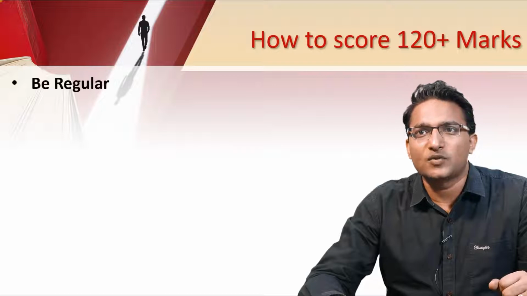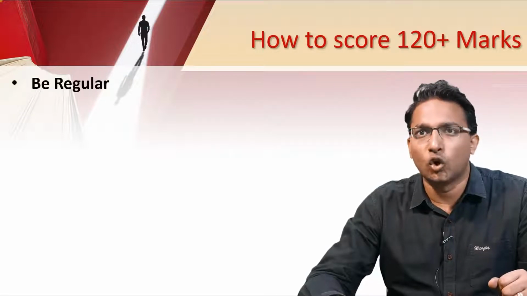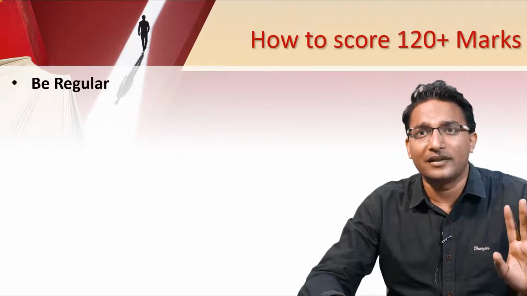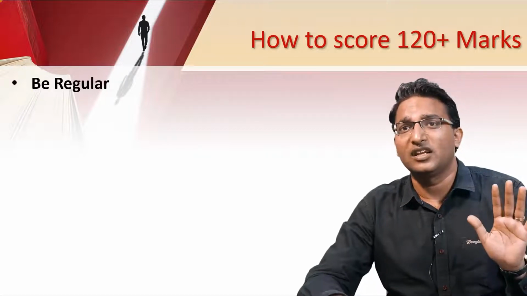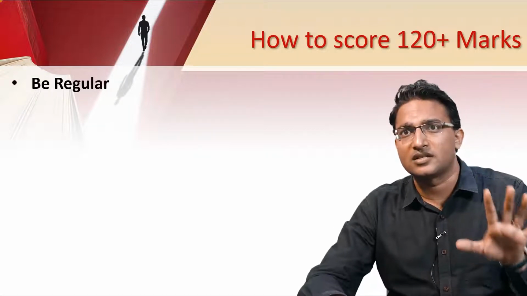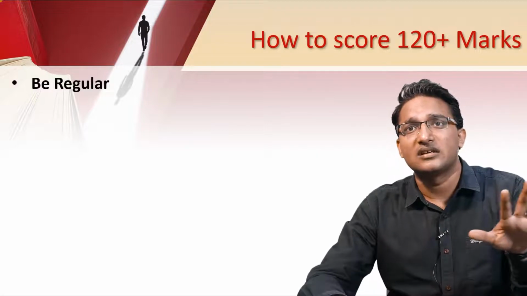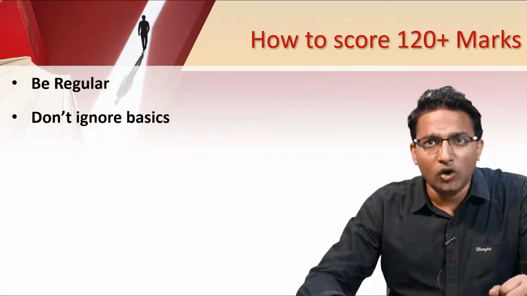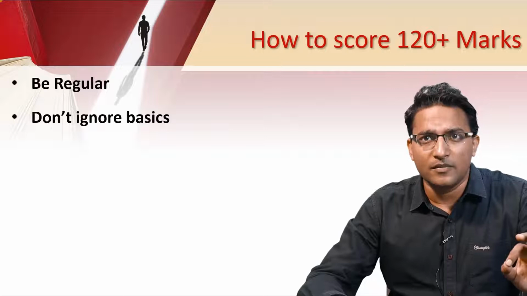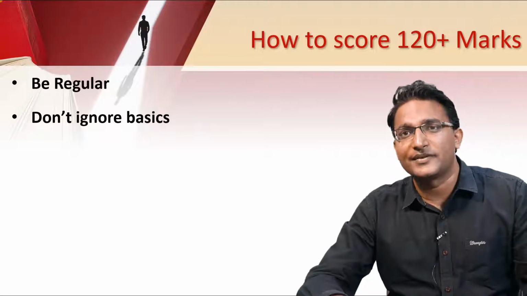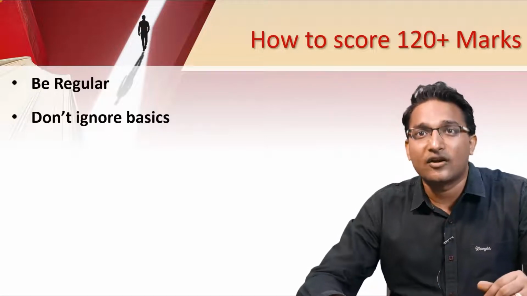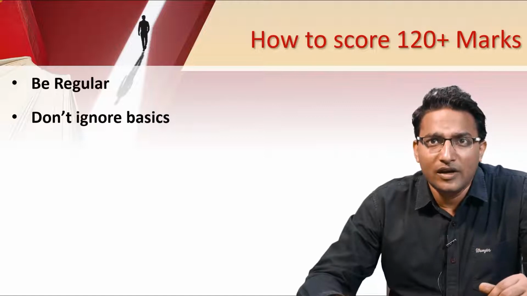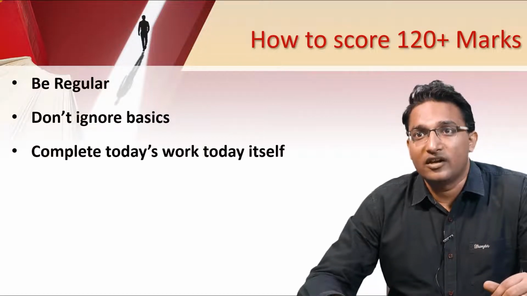How to score 120 plus marks? You need to be regular. There is no shortcut. If you have 7 months in hand, be regular for 7 months. If you have 3 months in hand, be regular for 3 months. Consistency is very, very important. Don't ignore basics. Even if it is your second attempt or third attempt, and you have already cleared the prelims, ignoring the basics can actually make you a victim of UPSC failure.